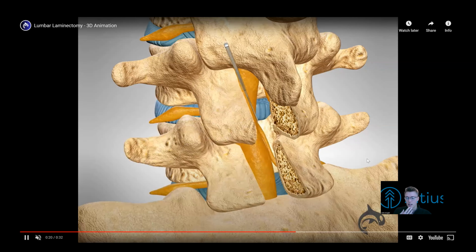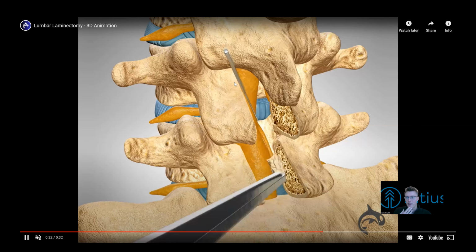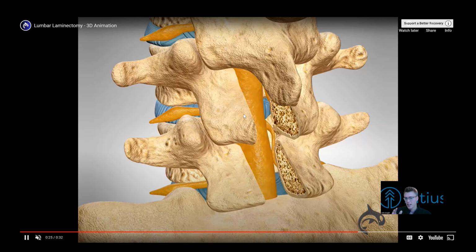And then usually what'll happen, after they've cleaned it up a little bit, because they dissected the spinous process here and then the transverse process as well, we have inherent instability in the lumbar spine. So usually when people get a laminectomy, they're also getting a lumbar fusion at the same time.